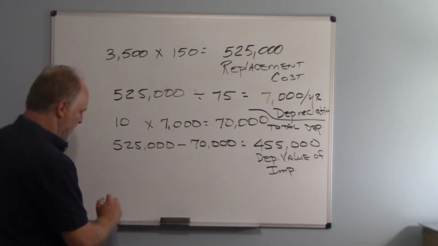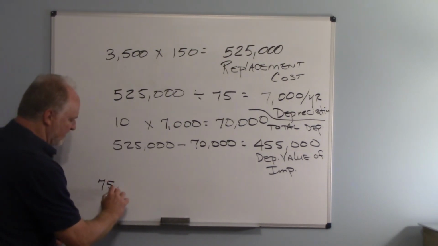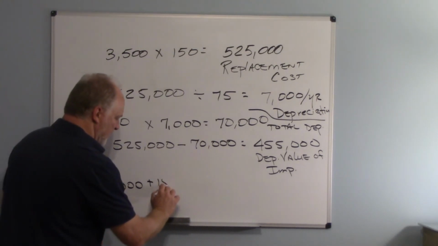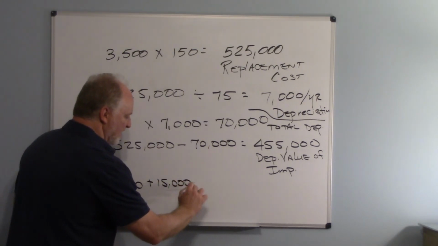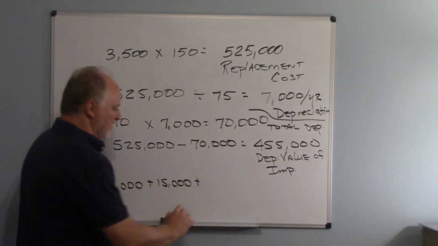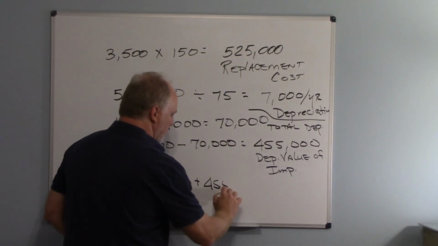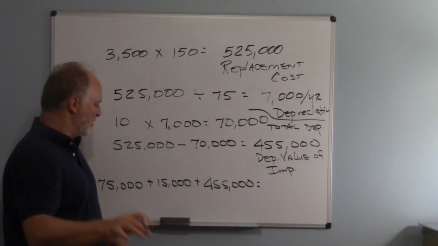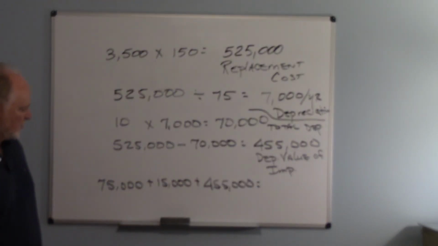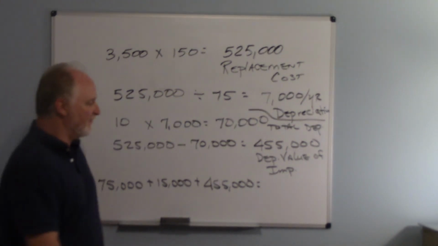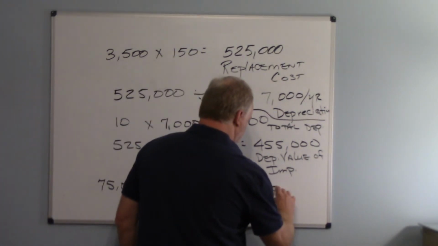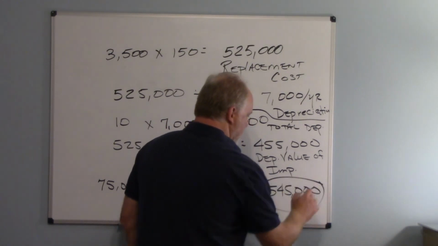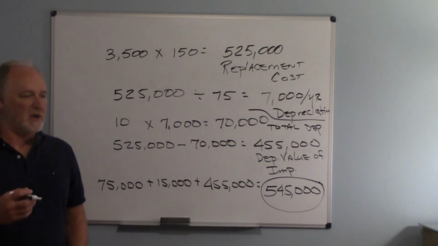So that piece of property is worth $75,000 for the land, $15,000 for the upgrades of the land, and then don't forget $455,000 for the depreciated value of the improvement, for a total value using the cost approach of, what does that come to, $545,000. That is the value of that property using the cost approach.